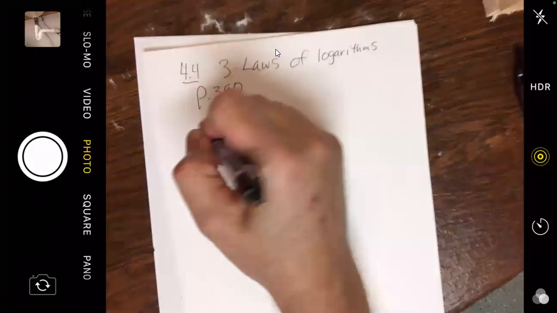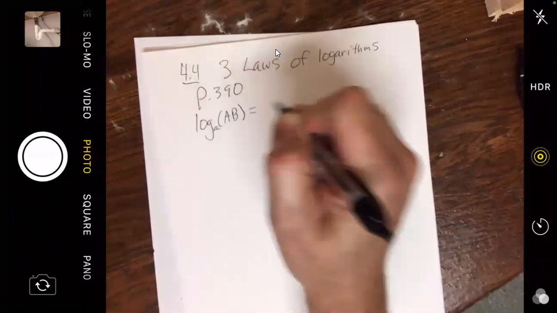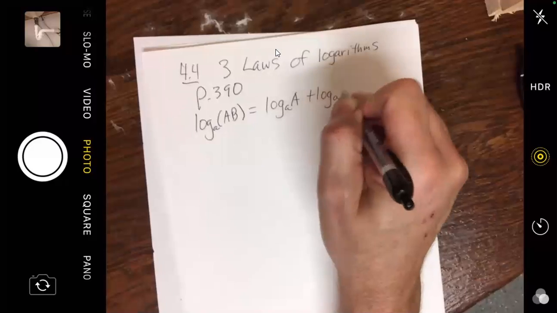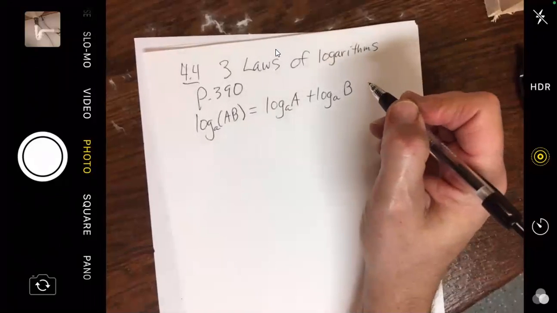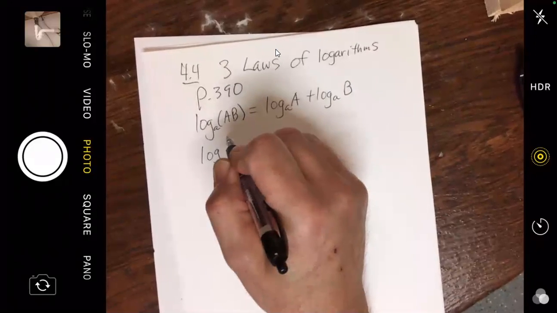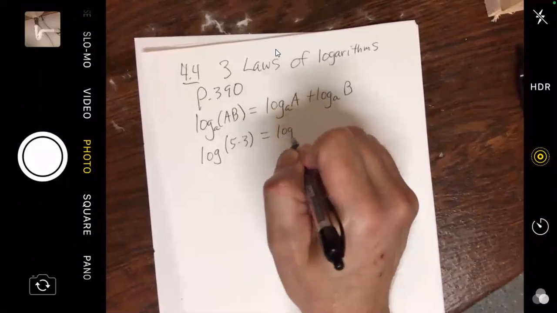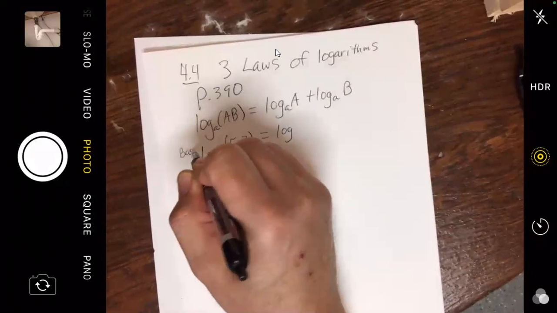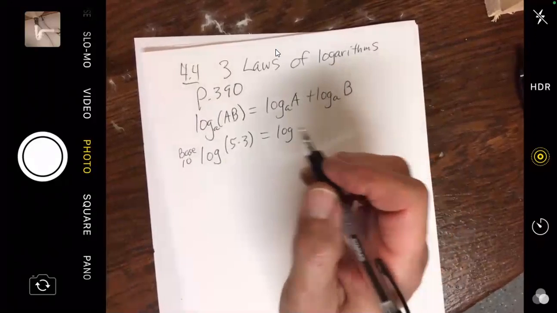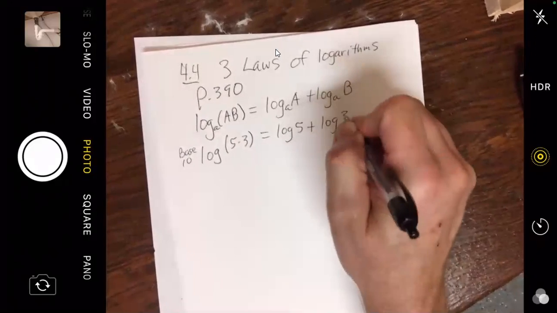The log of two things multiplied, a product, can be busted up as a sum. Log base a of a times b. I'll show you with numbers. Let's make it log of 5 times 3, and then I'll have log, this is base 10, understood, of 5 plus log of 3. Just like a square root, they don't have to write a number with a square root. It's understood to be 2. Log is understood to be base 10.